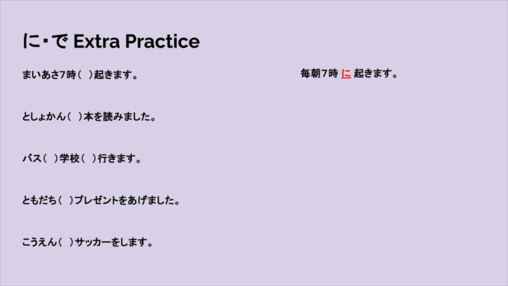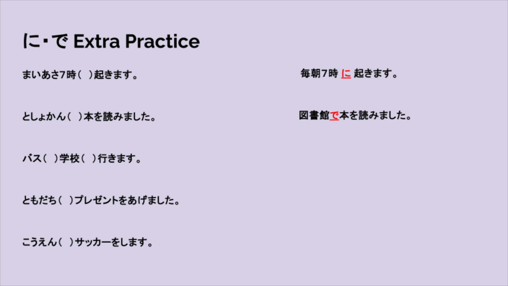The second part is a whole set phrase: hon o yomimashita is "I read a book." The translation would be "I read a book at the library." You are actively doing an action of reading the book at a place. That's de. Toshokan de hon o yomimashita.